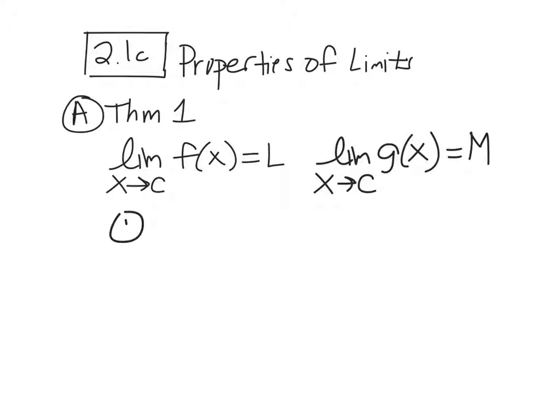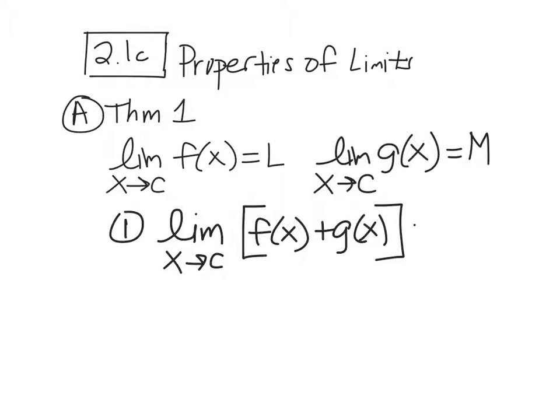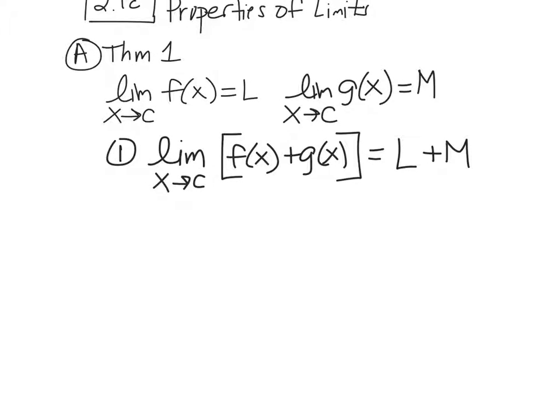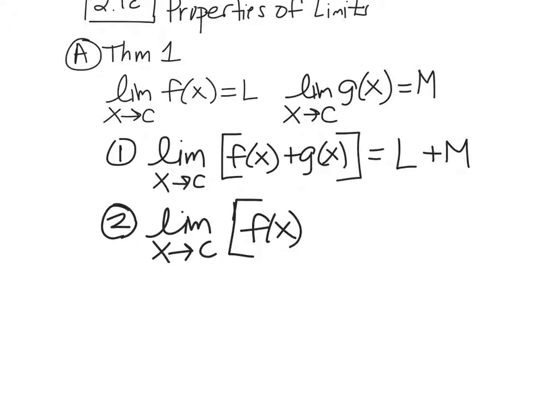So property number 1. It says that if you take the limit as x goes to c, and these are kind of duh properties, like you'll see, of f of x plus g of x, basically you can take that limit sign and distribute it to both, and so your answer would be L plus M. Kind of duh, huh? It's a little obvious. That also works with minus, okay, and times and divide. Those are your first 4. Number 2. The limit as x goes to c for f of x minus g of x is going to be L minus m.